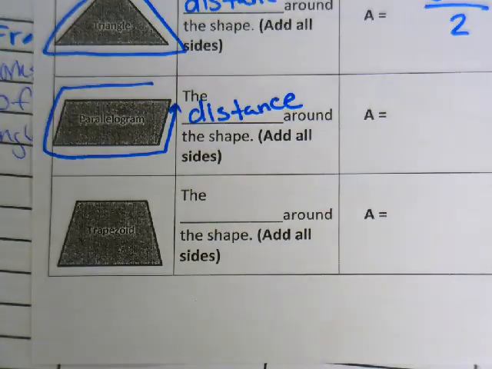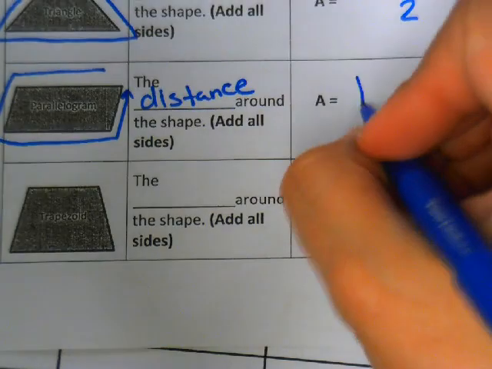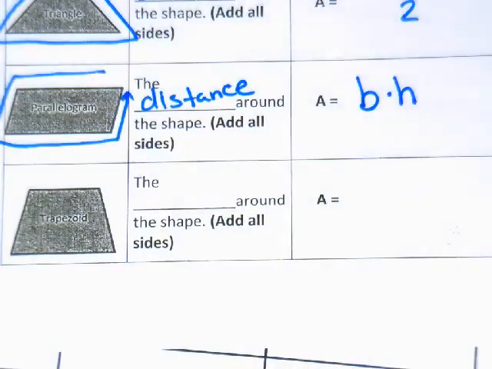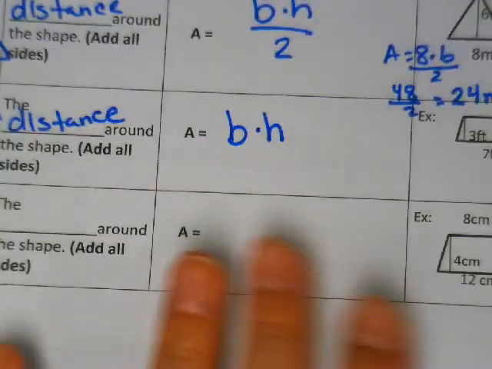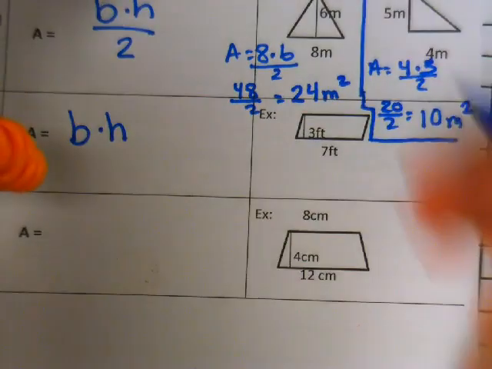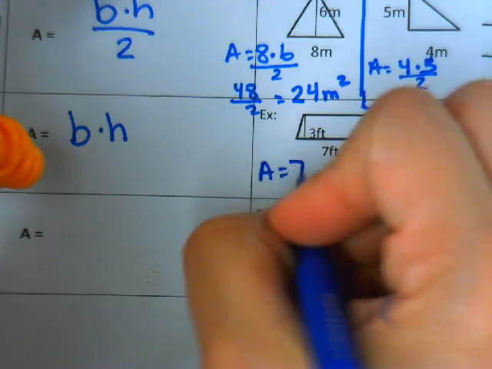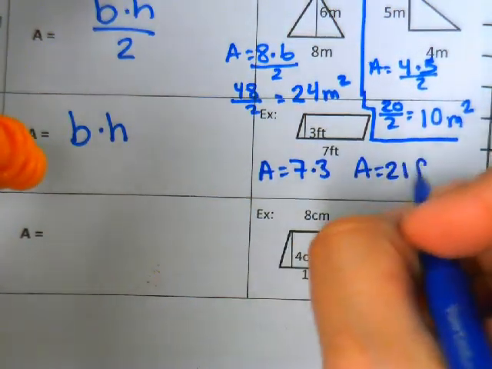Okay, how do I find the area of a parallelogram? Base times height. No, don't divide by 2. It's not a triangle. Base times height, and we're done. All right, so now we're going to do a very simple problem. How do I do the next one? Base times height, so it would be 7 times 3, 21. So our area is equal to 21 feet squared.